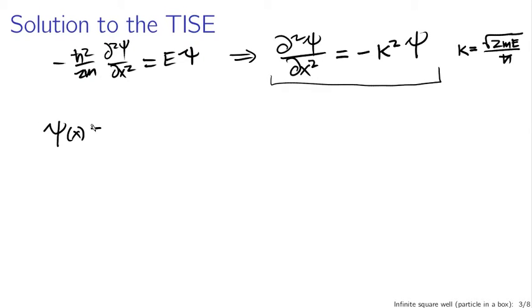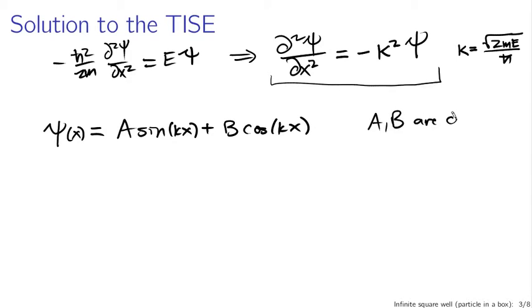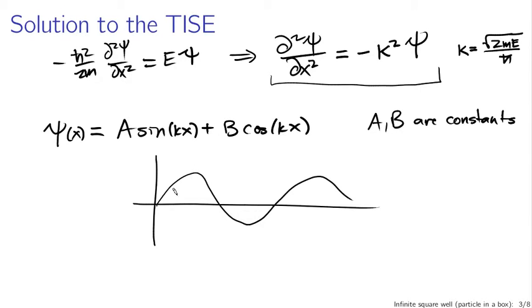Psi, as a function of x, is going to be A sine kx plus B cosine kx. And that's a general solution. A and B here are constants, to be determined by the actual scenario under which you're trying to solve this equation. This equation now, not the original Schrödinger equation. So these are our solutions. Sines and cosines.